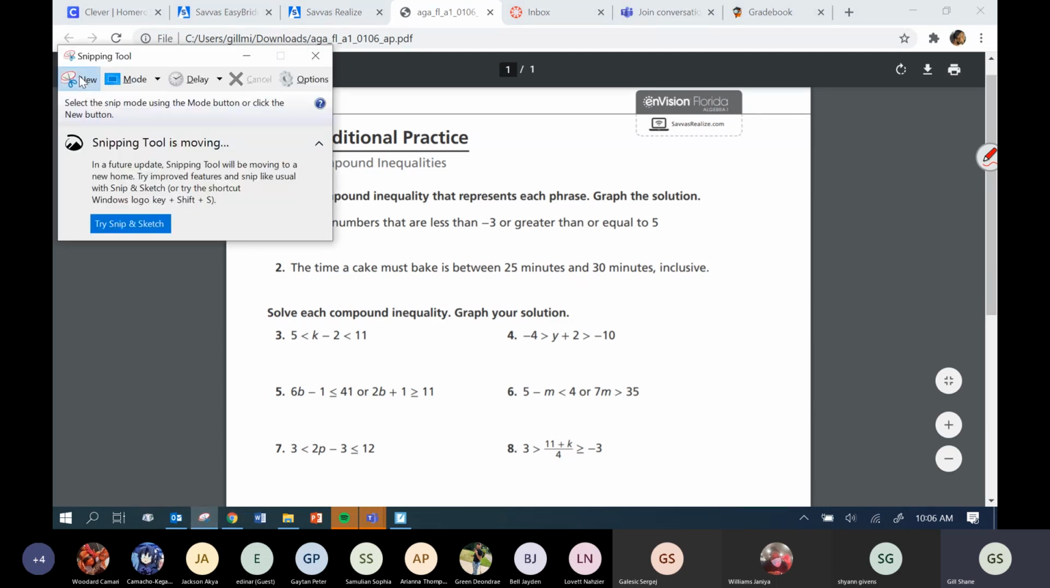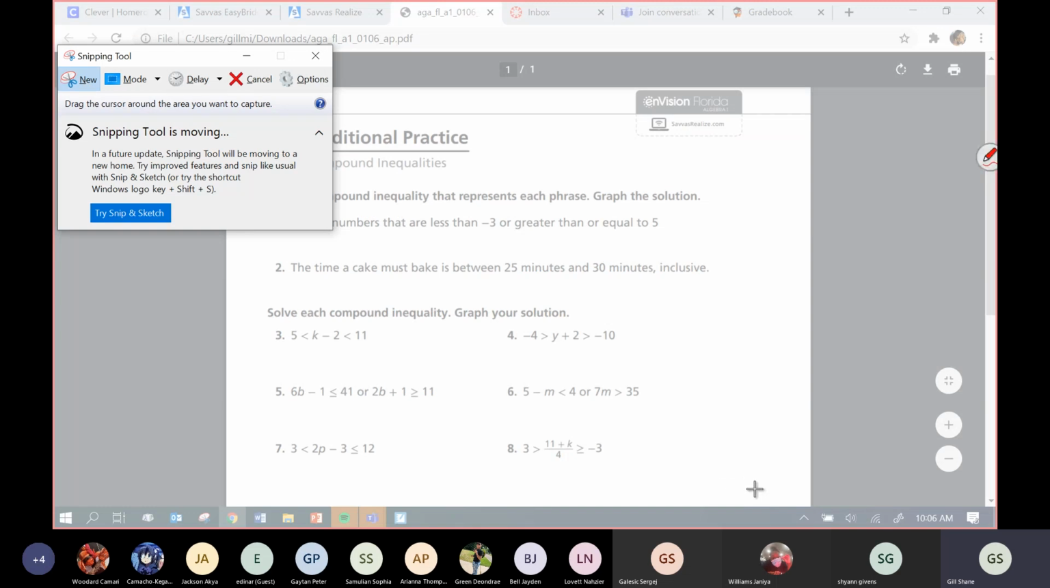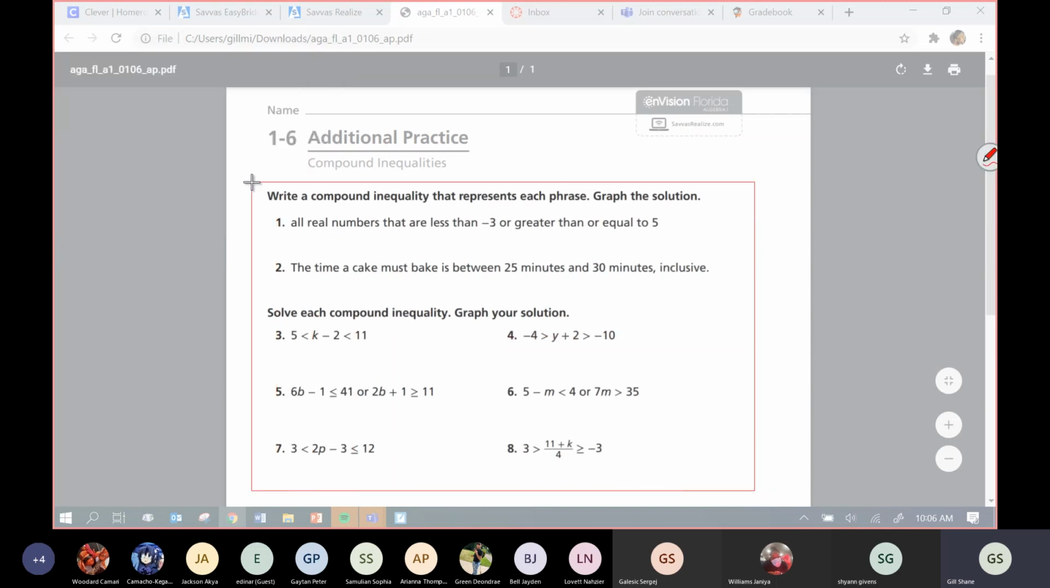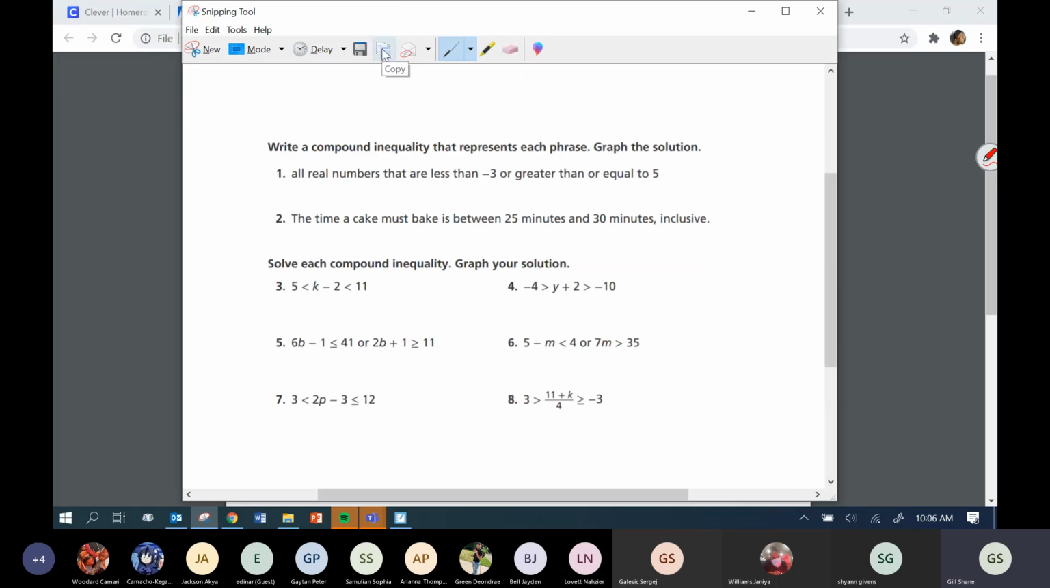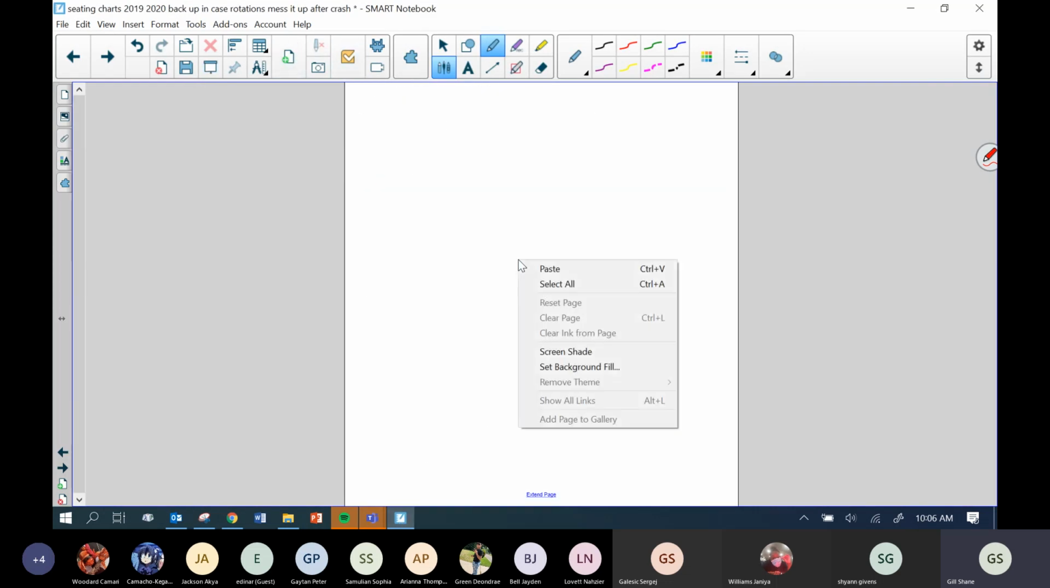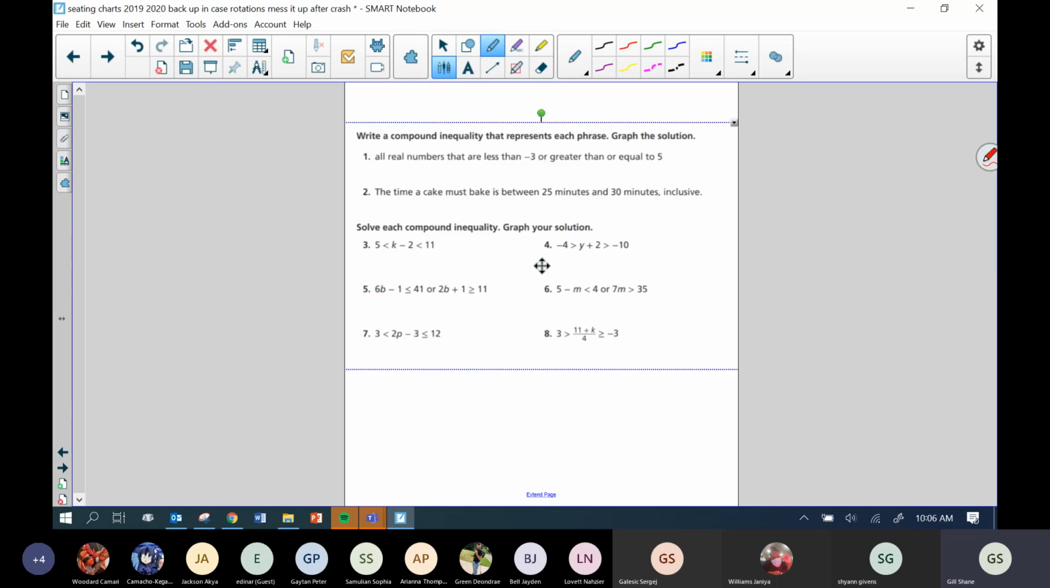Oh, there we go, new. That's why it's not working. So if I drag and cover everything, I can now copy it. So I copy it, and then I can come over here and just put it in this. You don't have to worry about doing this, but I'm just saying to take a screenshot. If I wanted to save this, I could have saved it to my computer by hitting the save button.